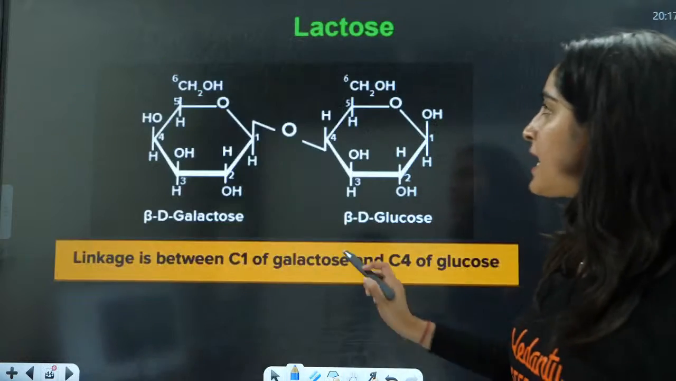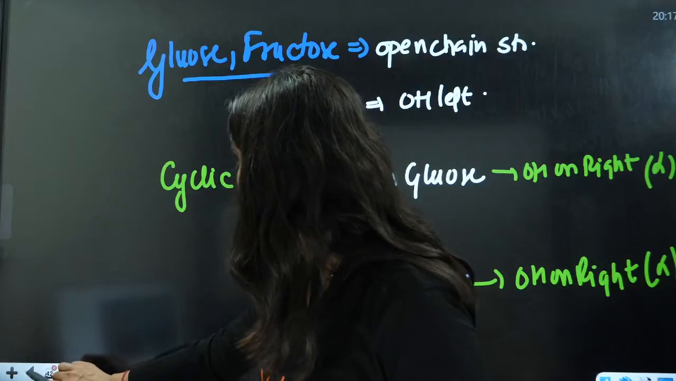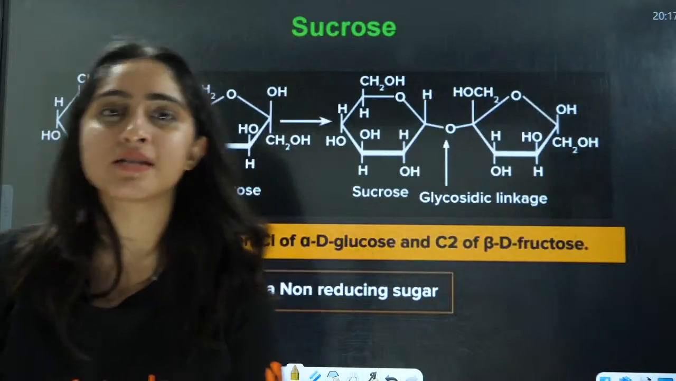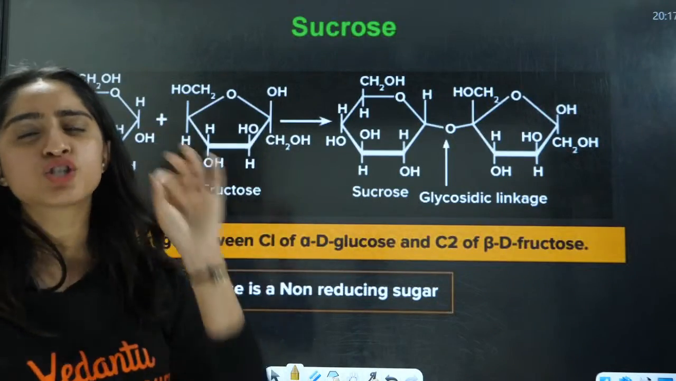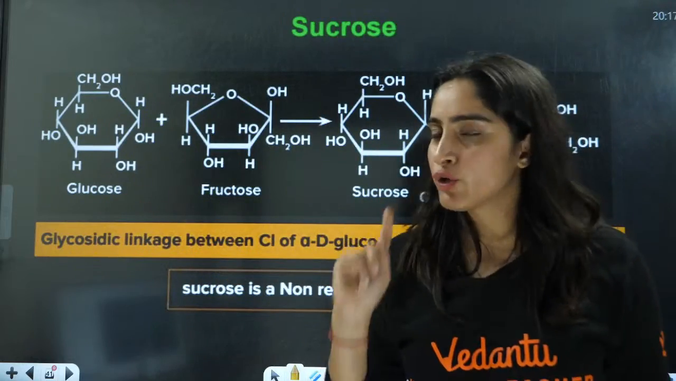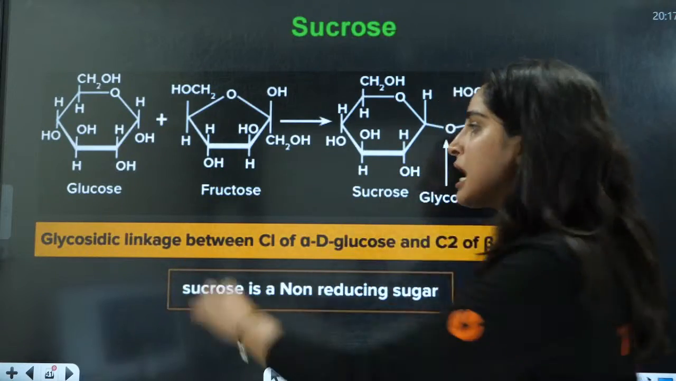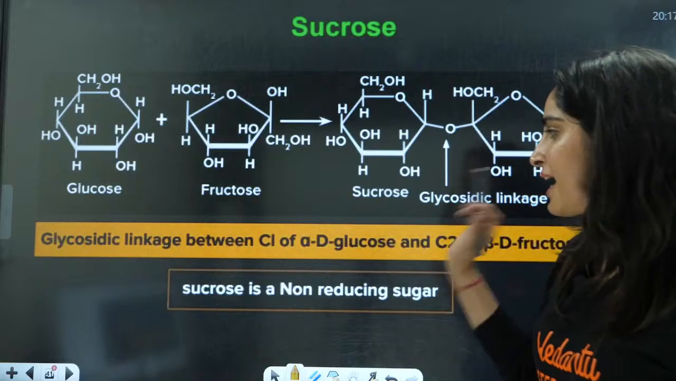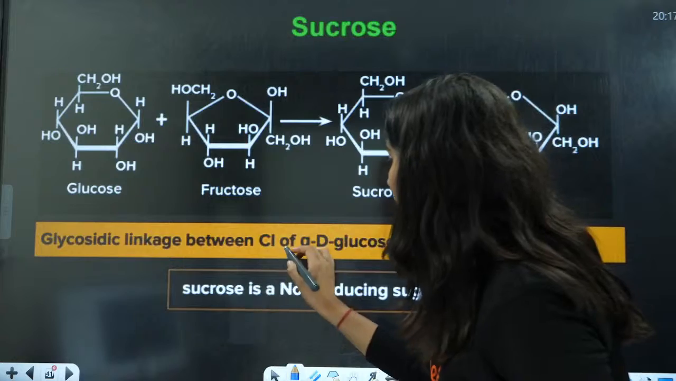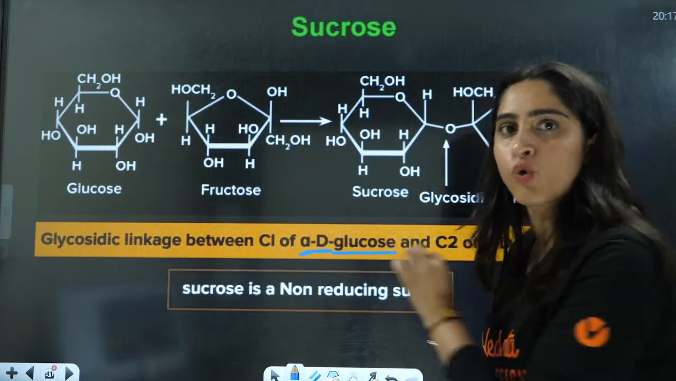Yes, perfect. Next we have lactose. But firstly let us talk about sucrose here. What are the linkages in sucrose? If you know the structure of glucose and fructose, you just need to remember this one line. That is, the glycosidic linkage is between C1 of alpha D glucose. Draw the alpha D glucose here.